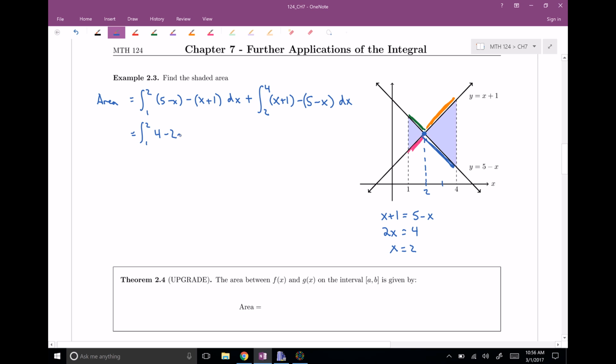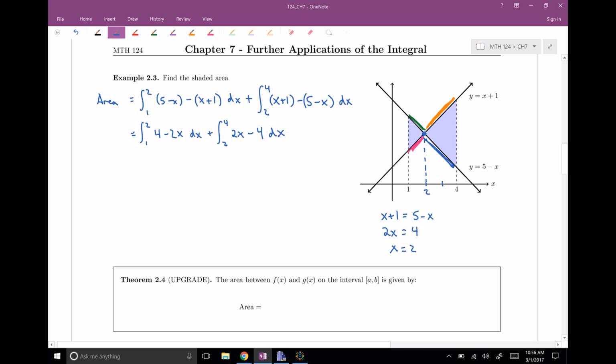So that's going to be negative 2x. Oops, I'm getting ahead of myself. Negative 2x dx, there we go, plus the area of the region between 2 and 4, between the curves x plus 1 and 5 minus x. So we have x minus negative x, so that's going to be x plus x, so that's going to be 2x. And then we have 1 minus 5, so that's going to be negative 4 dx.